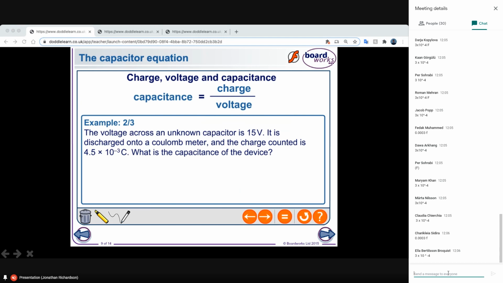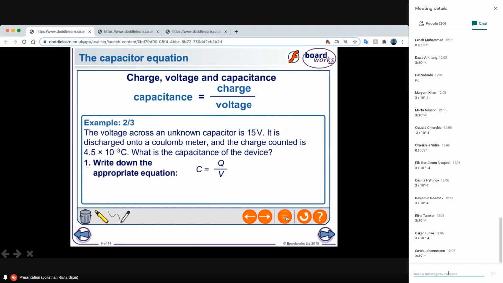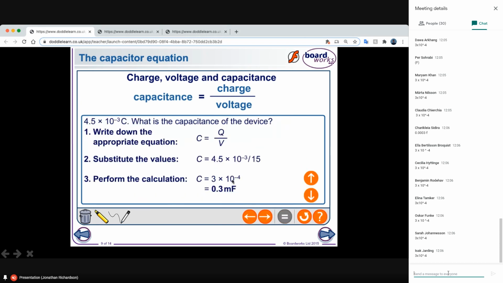Good. So we're getting some good answers here. Again, how do we calculate? Well, we first need the equation. Great. We need the values, 4.5 times 10 to the -3. So we've now got 3 times 10 to the -4, or 0.3 millifarads.